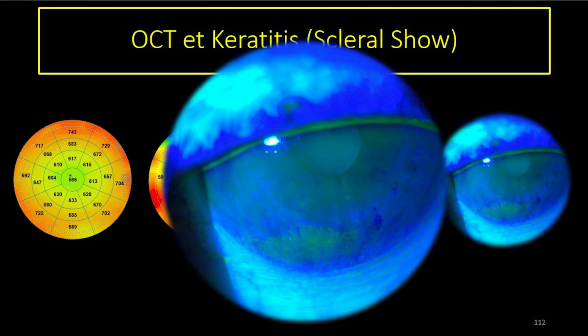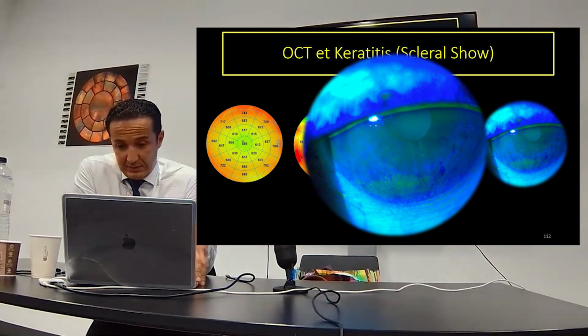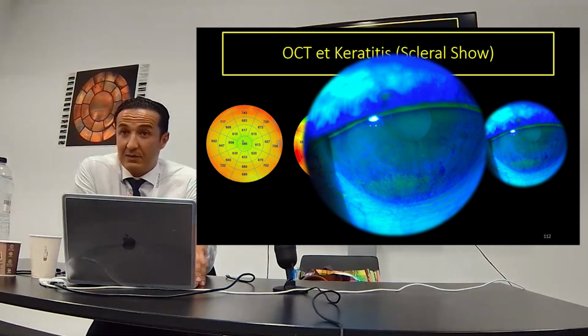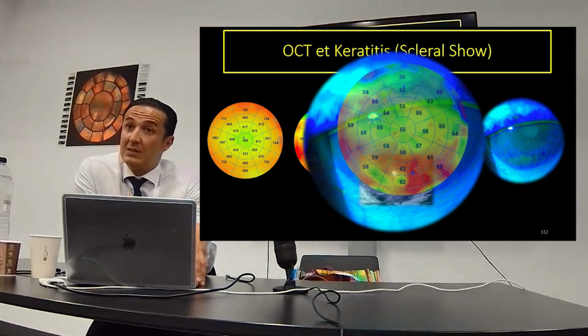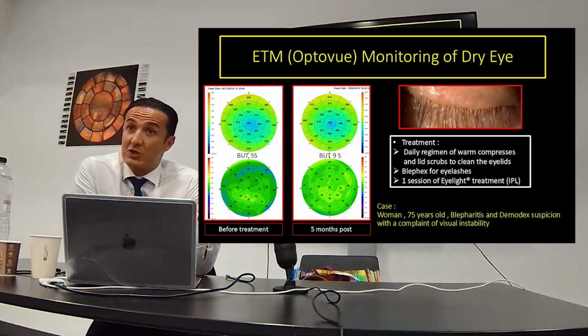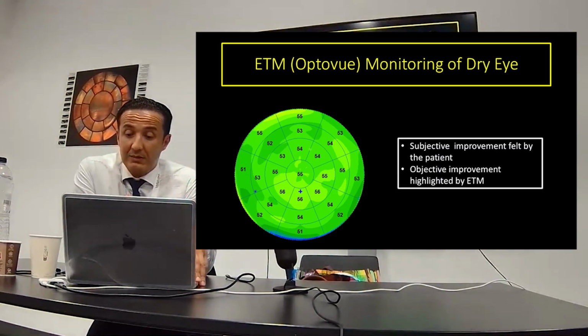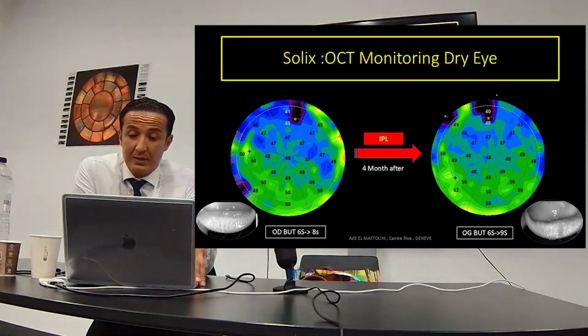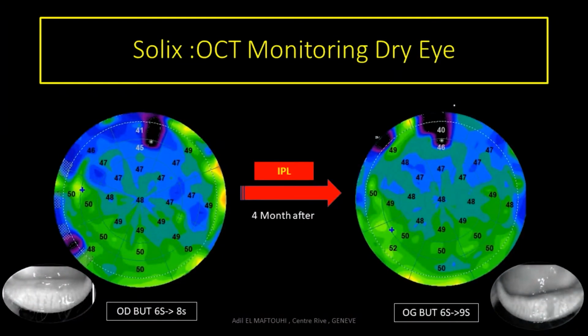And look here, this is a biomicroscopy picture with the presence of keratitis, en face OCT, and epithelial mapping. With epithelial mapping, you can follow the dry eye patient after the treatment. And look here, during the treatment, we observe the improvement of the epithelium mapping according to the subjective improvement. Before and after IPL, look at the improvement of the epithelium mapping.